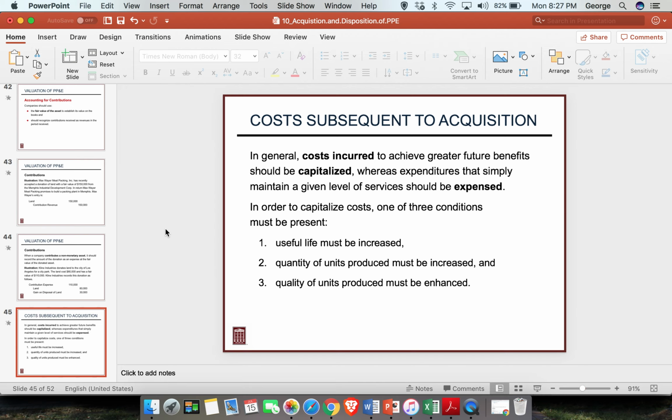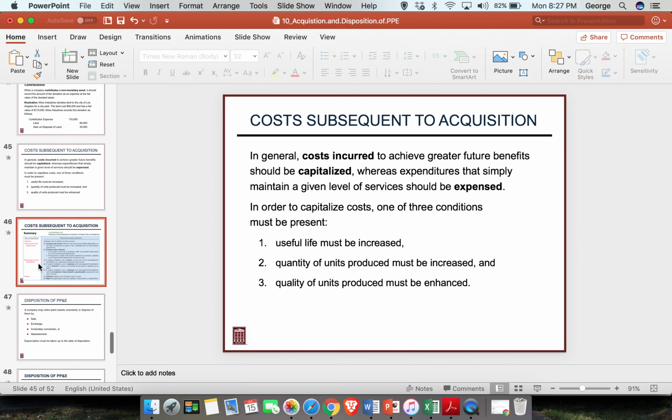All right, costs subsequent to acquisition. These are things like improvements and so forth. In general, those are going to be capitalized, although if some are just providing maintenance, like painting, those will be expensed. In order to capitalize, one of three conditions must be met: useful life must be increased, quantity of units produced must be increased, or quality must be enhanced, so a higher quality product.